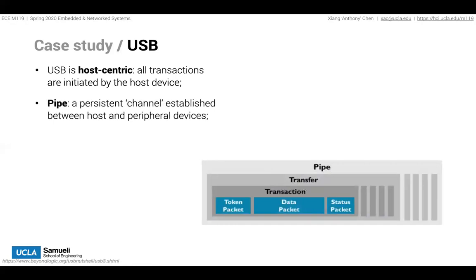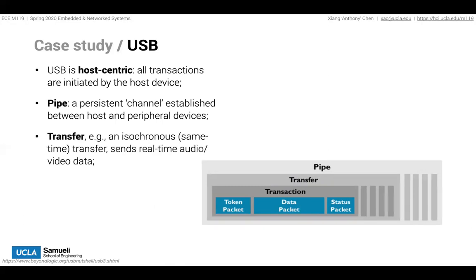The top level construct is called a pipe. Think of it as once you connect, let's say, your laptop computer and your Arduino board, it creates a pipe that is persistent, that always exists as long as the two devices are physically connected. So it will persist between these two devices to maintain communication. And so that's the pipe.